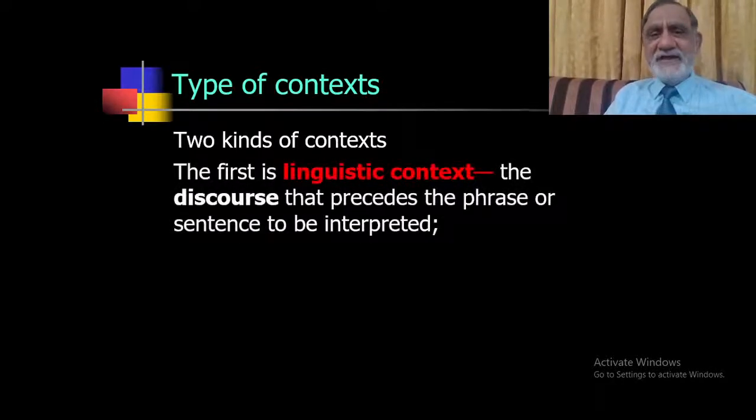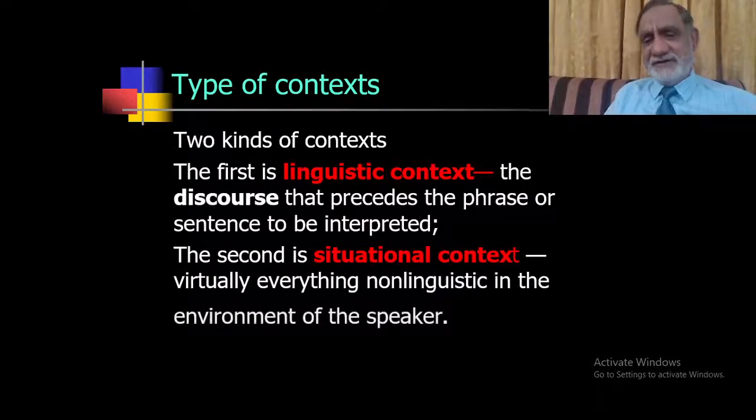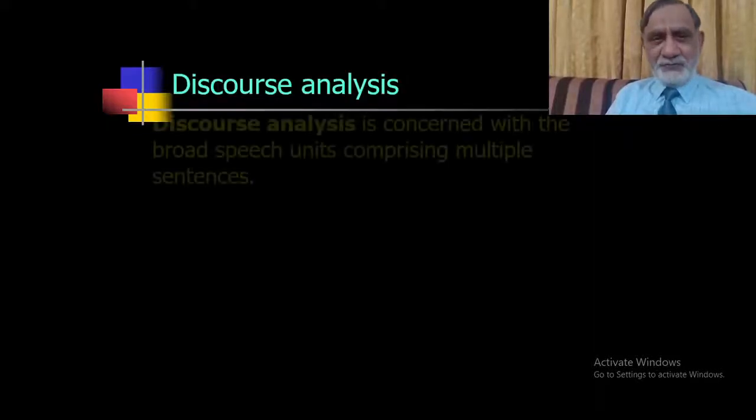So types of context can be two types. The first is linguistic context, the discourse that precedes the phrase or sentence to be interpreted. That is linguistic context. And the second is situational context. What was the situation in which a word or sentence was spoken? So we have to take the meanings from that point of view.